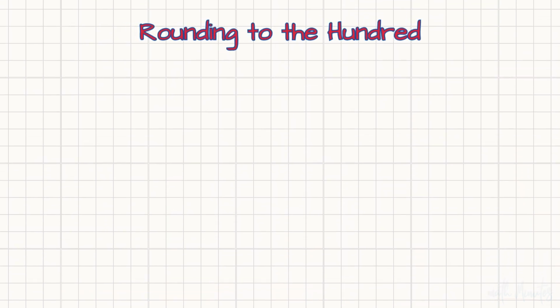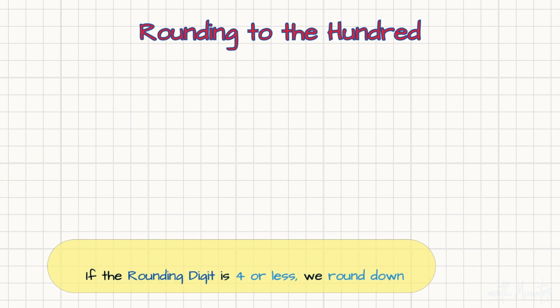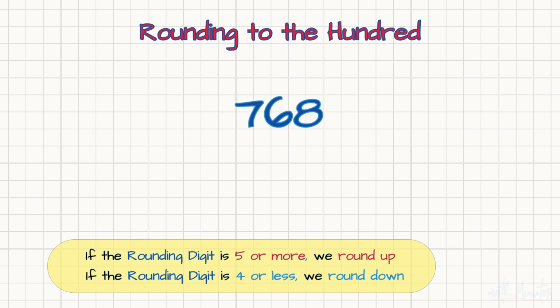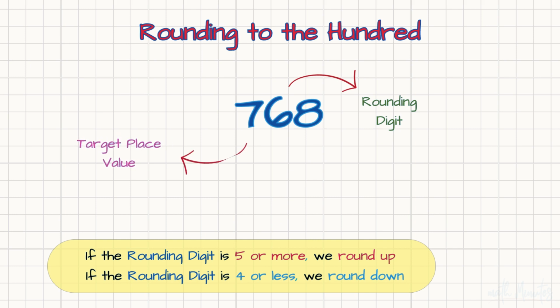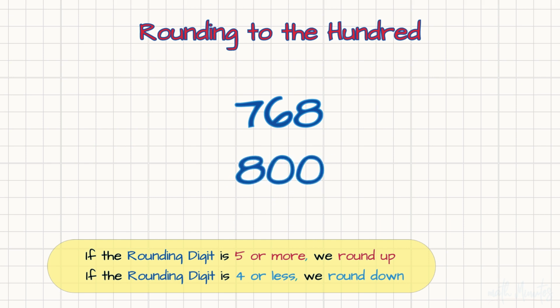Now let's tackle rounding to the nearest hundred. We focus on the digit in the tens place this time. Again, if it's less than 5, we round down. If it's 5 or greater, we round up. Let's round the number 768 to the nearest hundred. Our rounding digit is 6, which is more than 5. This means that we round up, so desired place value 7 increases by 1. The number 768 rounds up to 800.